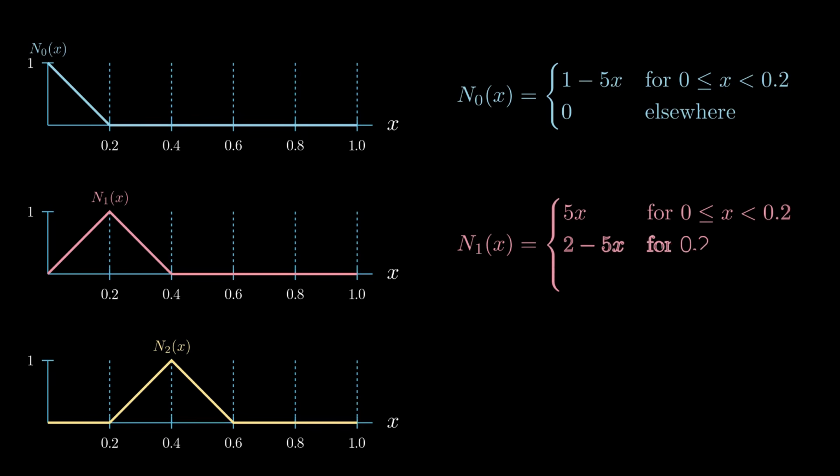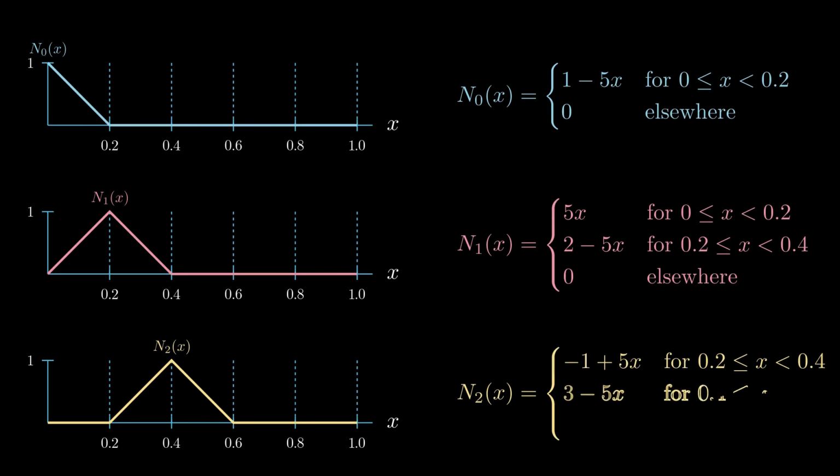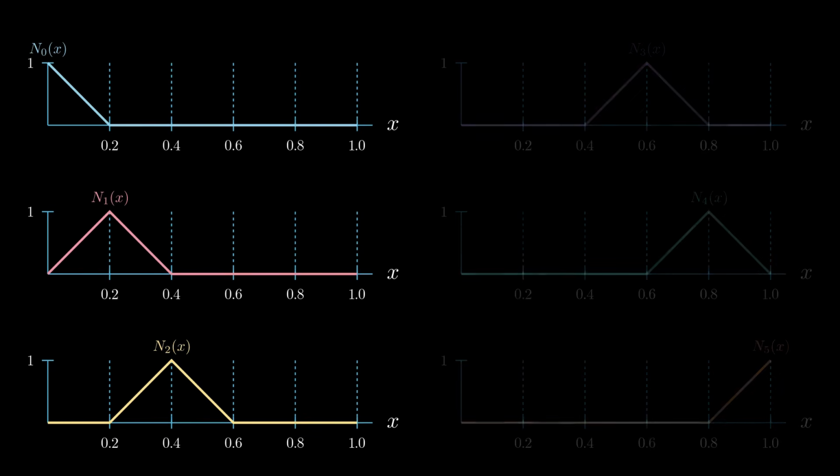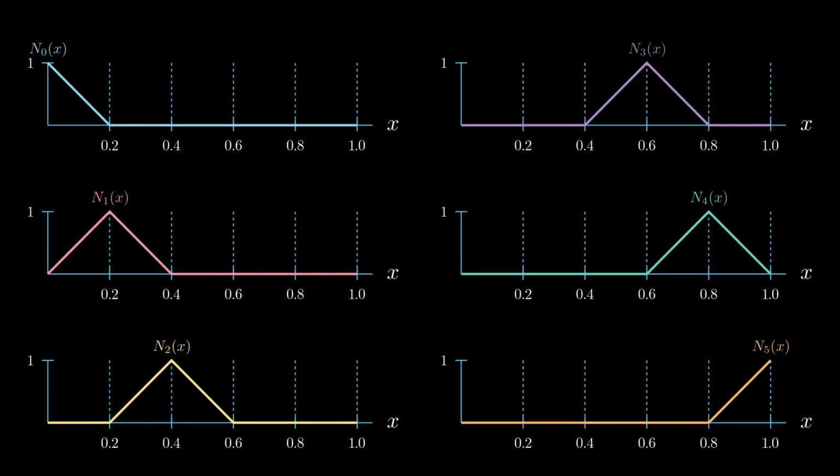The second shape function is linear on the first and second element, which is described through the functions 5x and 2 minus 5x respectively. And on all the other elements, the shape function is 0. We proceed like this for all shape functions. If you like, pause the video and construct the shape functions n3, n4 and n5.